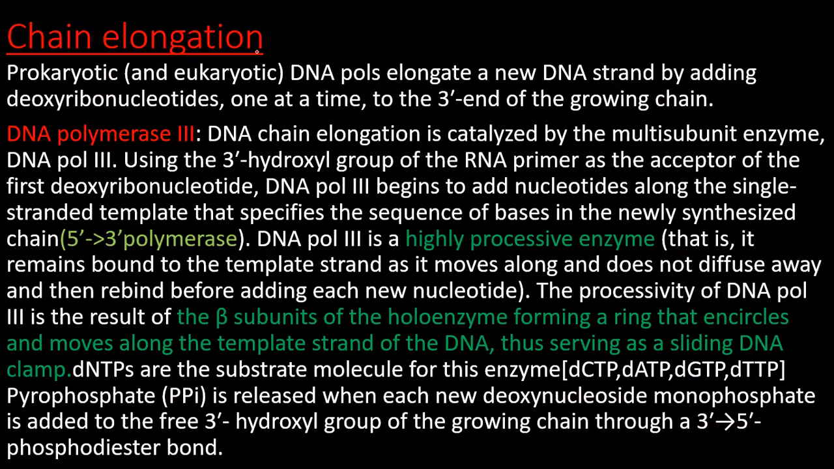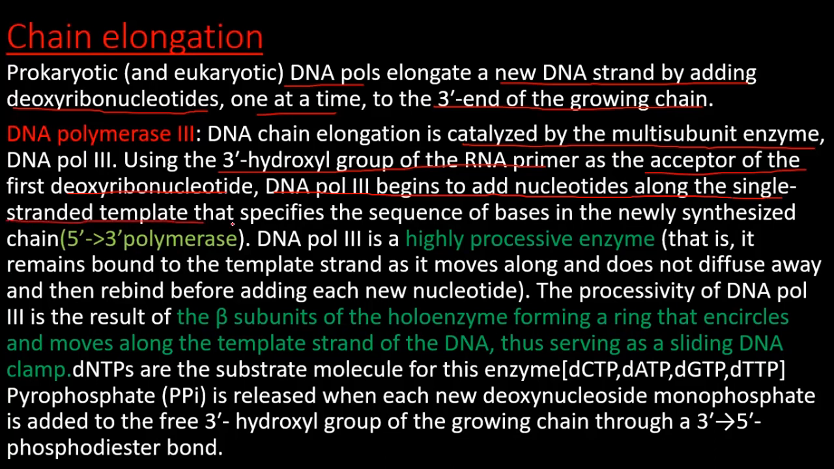Now, let's look at the chain elongation. The DNA polymerase usually elongates a new DNA strand by adding deoxyribonucleotides one at a time to the 3' end of the growing chain. Let's look at DNA polymerase 3, which is the main one. DNA chain elongation is catalyzed by a multi-subunit enzyme known as DNA polymerase 3. Using the 3-hydroxyl group of the RNA primer as the acceptor of the first deoxyribonucleotide, DNA polymerase 3 begins to add nucleotides along the single-stranded template. The sequence will be specified by the parent template strand. So by doing so, it has a 5' to 3' polymerase activity.